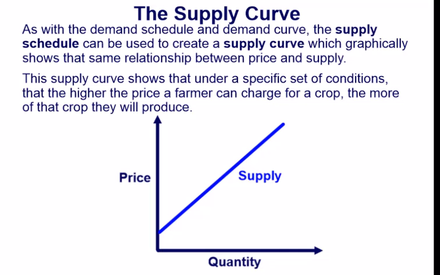The supply curve. As with the demand schedule and demand curve, the supply schedule can be used to create a supply curve, which graphically shows that same relationship between price and supply. This supply curve shows that under a specific set of conditions, the higher the price a farmer can charge for a crop, the more of that crop they will produce.